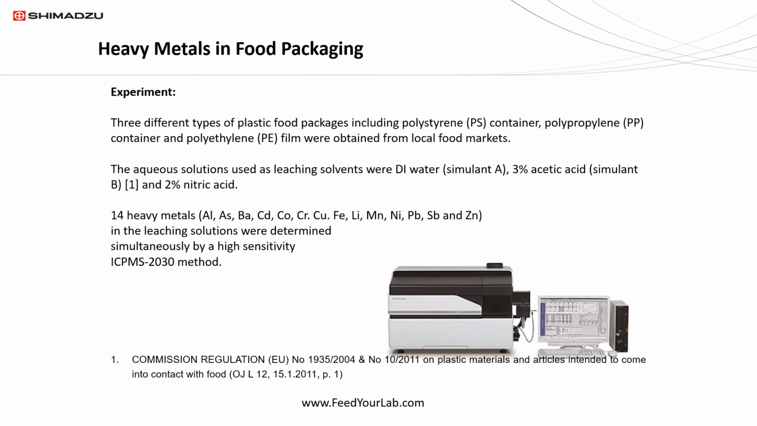Now let's switch gears and look at some heavy metals in food packaging. For this experiment, we went to our local supermarket and bought 3 types of food containers: polystyrene, polypropylene, and polyethylene. We then used what's called food simulants to leach whatever is in these food contact materials into the food simulant, and then we analyzed for 14 heavy metals simultaneously with a high sensitivity Shimadzu ICP-MS 2030.